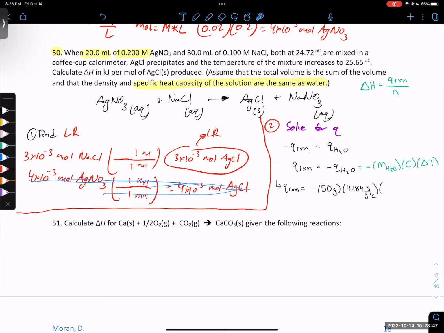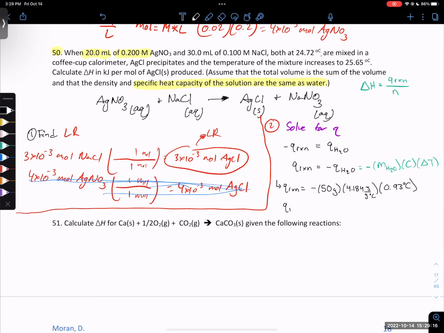Right? And vice versa. Yeah, exactly. Okay, perfect. So to go from here, the change in temperature of the solution or the mixture was 25.65 minus 24.72, which gives me 0.93 degrees Celsius. Are we good on that part? It's just finding the delta T, right?